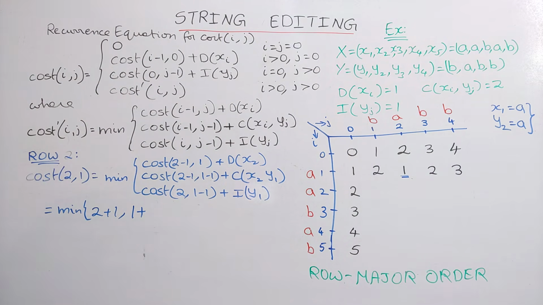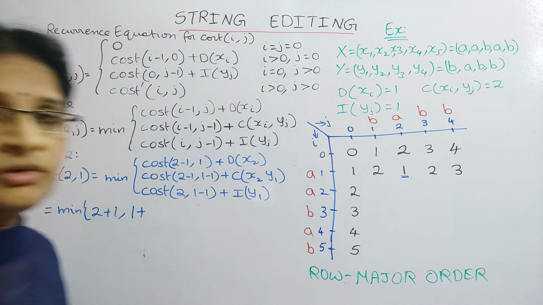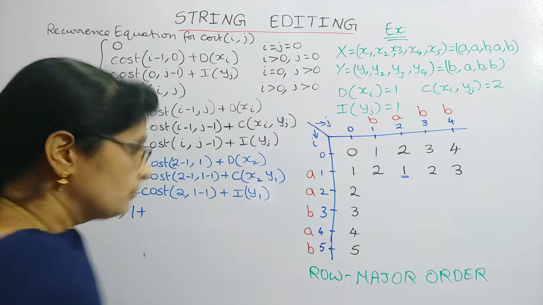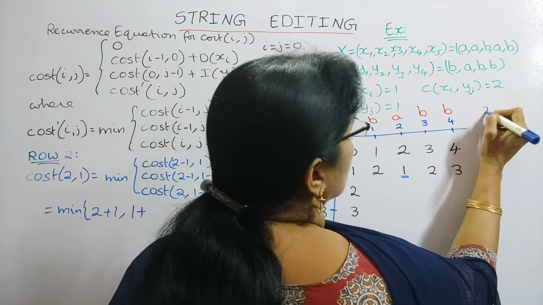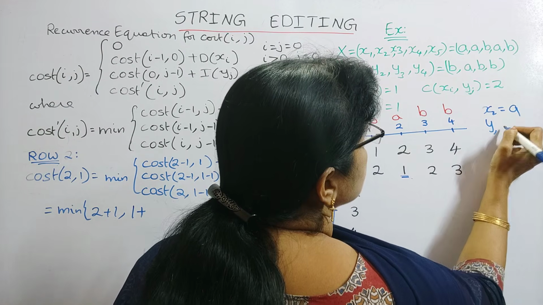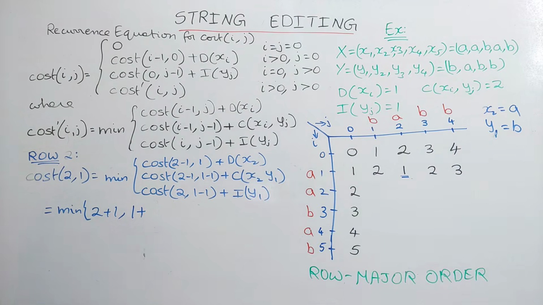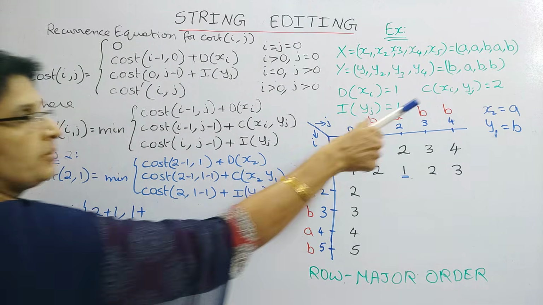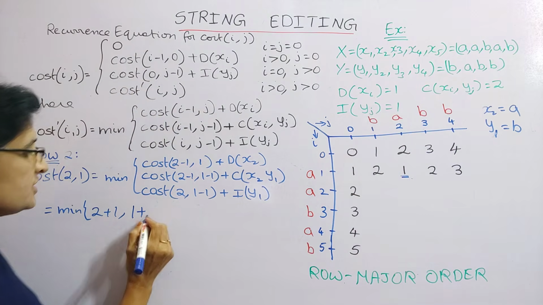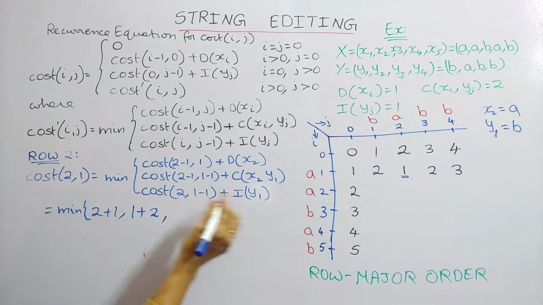Next you need to change x2 to y1. So what is x2 now? x2 is a and y1 is b. So because both the symbols are different, definitely we need to perform the change operation and the change operation cost is 2. So 2 is given. And the next one is cost of 2, 0.